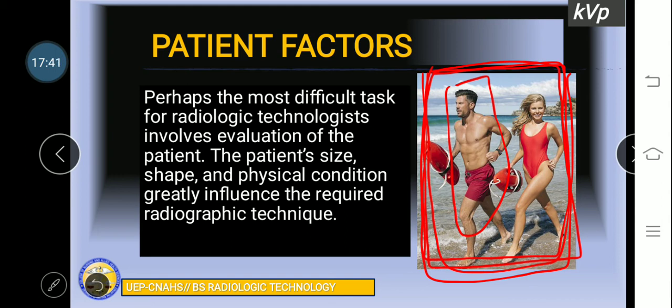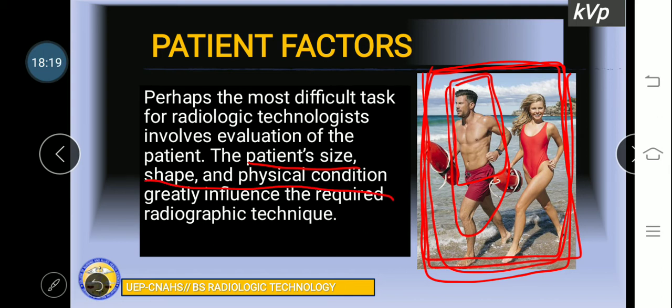Kaya yung gagawin natin is pag-receive natin ng X-ray request, we have to see the history ng patient kung meron doon. Or yung gustong makita ng doktor na sakit. For example, ganito yung katawan, pero yung rule out niya doon is pleural effusion. So, there are fluids in the pleural cavity. So, we don't have to expect na black yung film. So, again, we have to evaluate the patient's size, the shape, and physical condition.